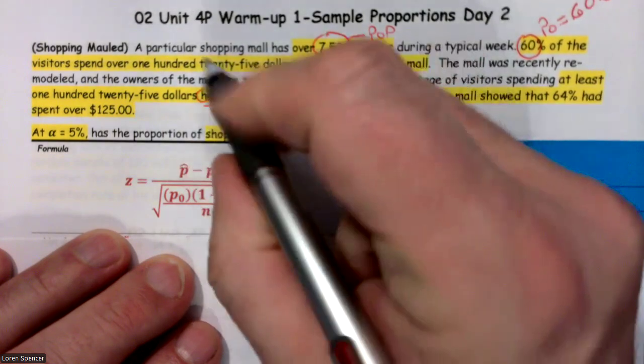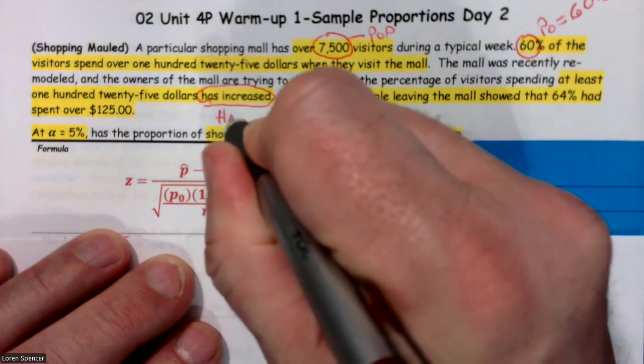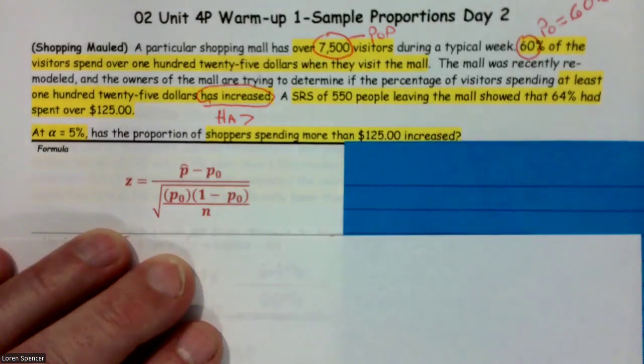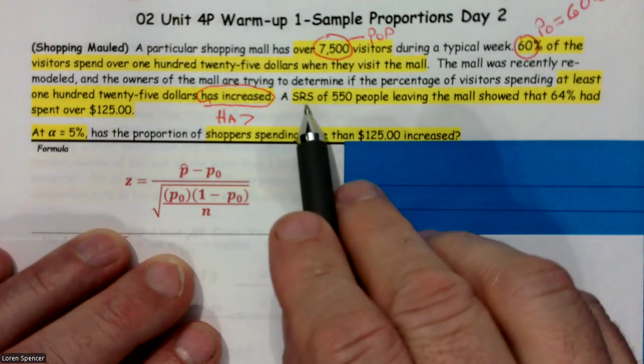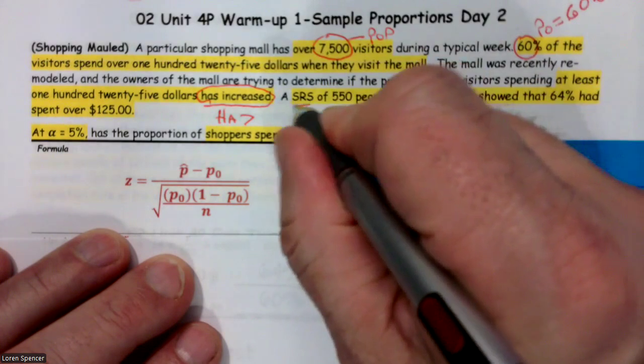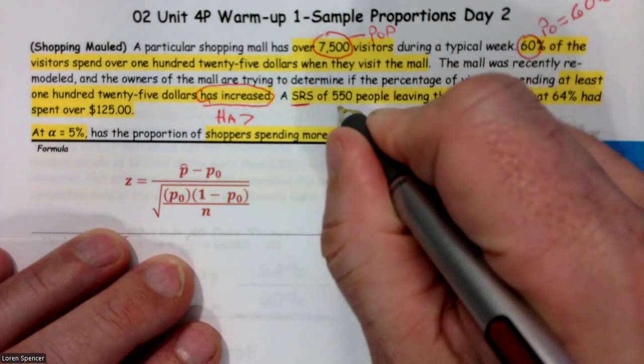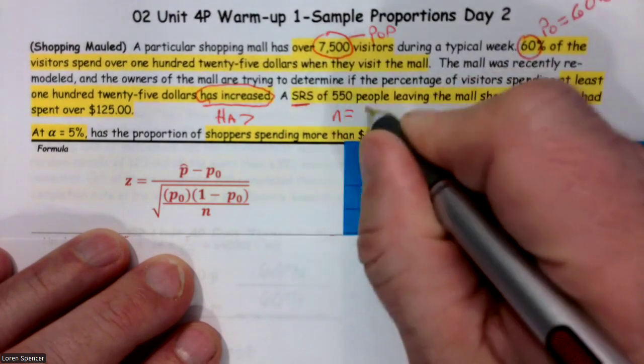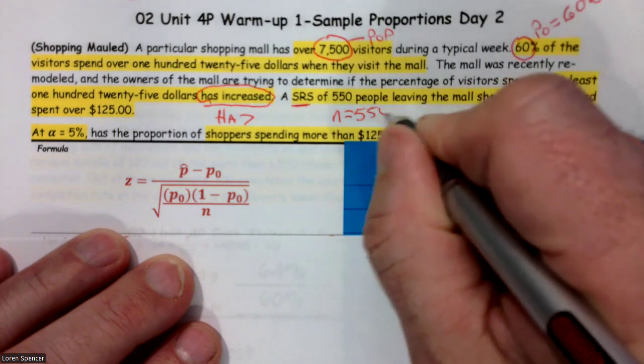So we have an HA. Our alternative hypothesis is, has it increased? A SRS, a simple random sample of 550. So we know we have a simple random sample that takes care of our condition. And we have a sample size of 550.